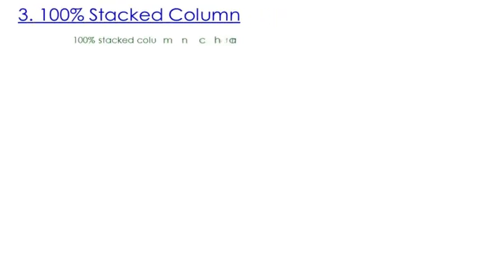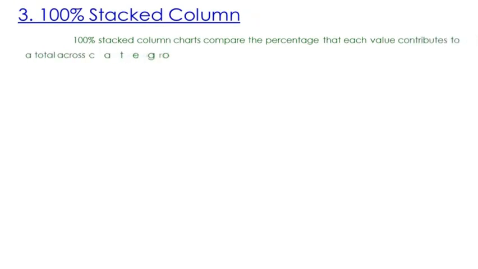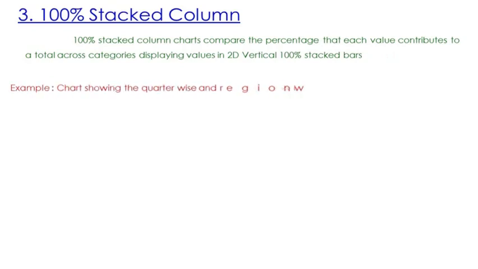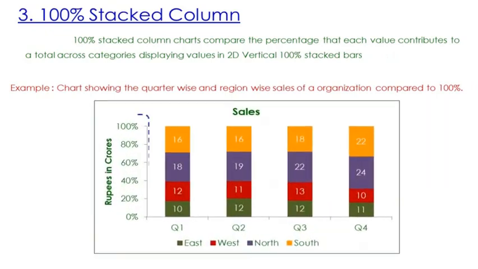100% stacked column. 100% stacked column charts compares the percentage that each value contributes to a total across categories, displaying value in 2D vertical 100% stacked rectangles. Refer the below chart capped to 100% in each series.